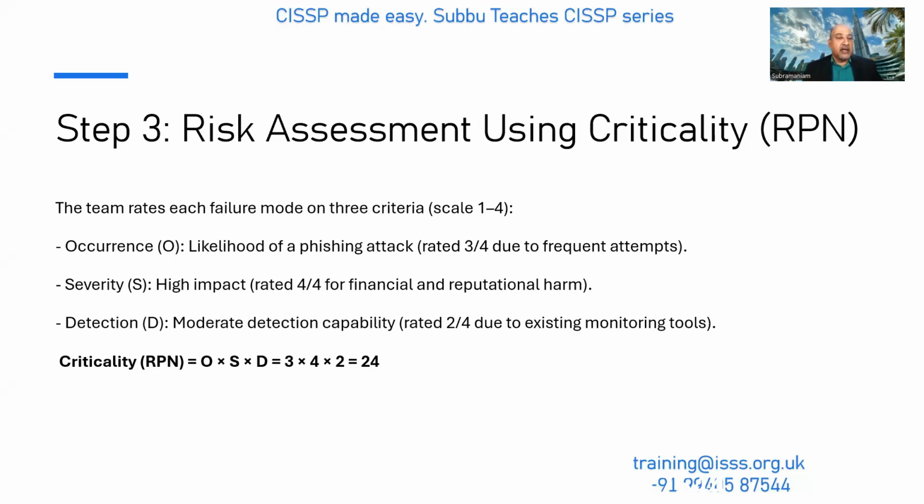So we discussed this. If the occurrence likelihood of the phishing attack is 3 attempts out of 4 that will actually get through, and severity, the reputational damage, is 4 out of 4, and detection mechanism, 2 incidents out of 4 is actually detected. So 3 multiplied by 4 is 12, multiplied by 2 is equal to 24. So you will take an incident scenario, and then you will calculate.